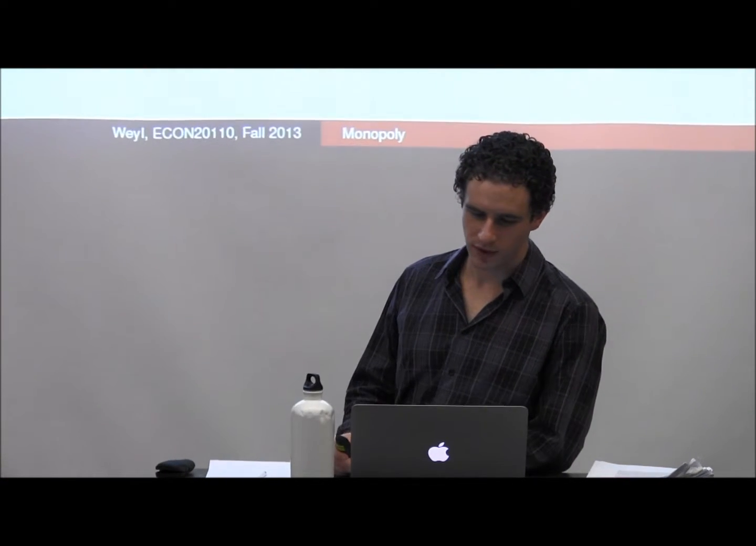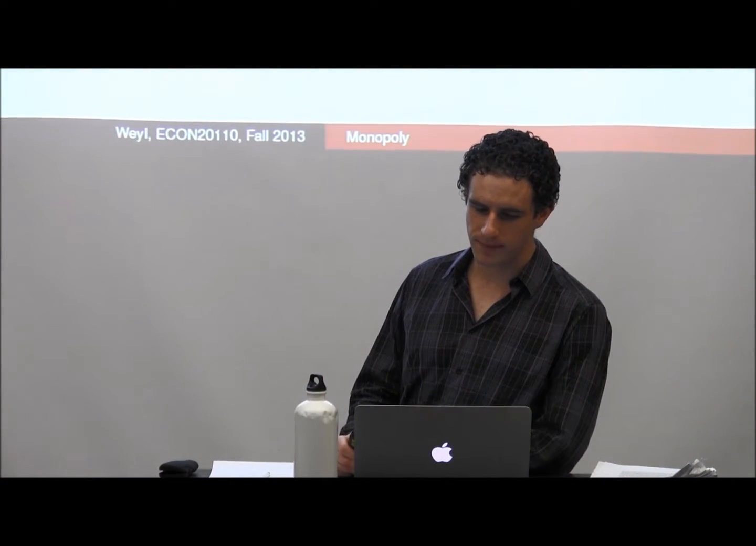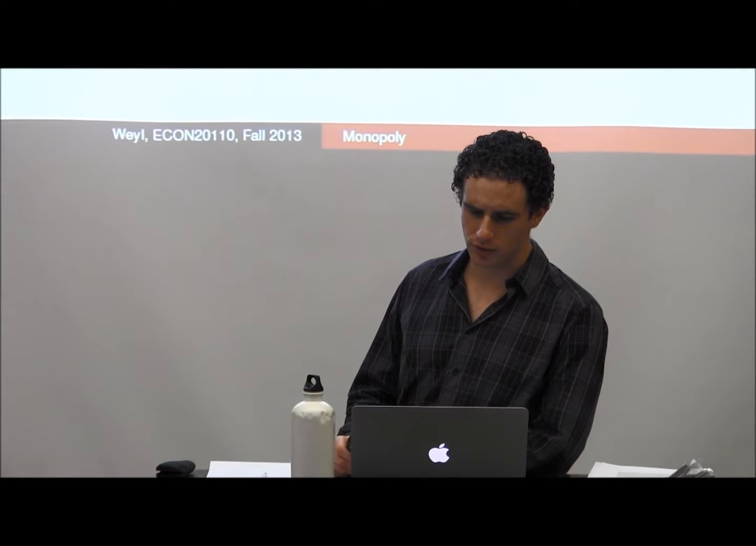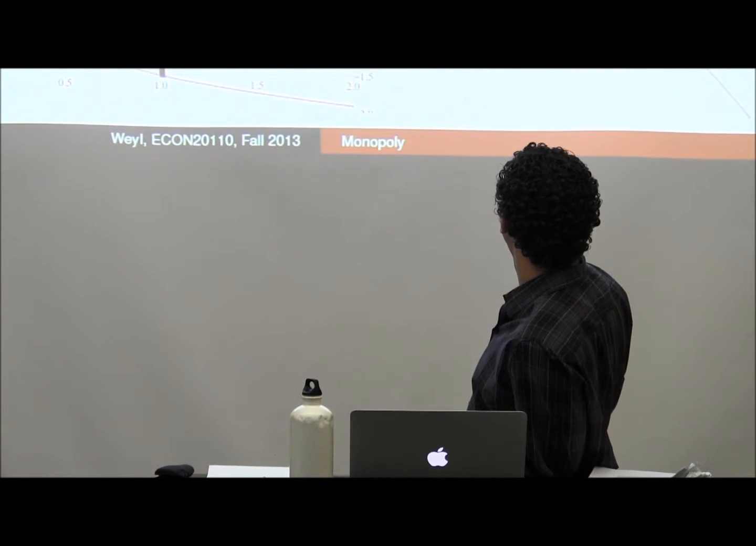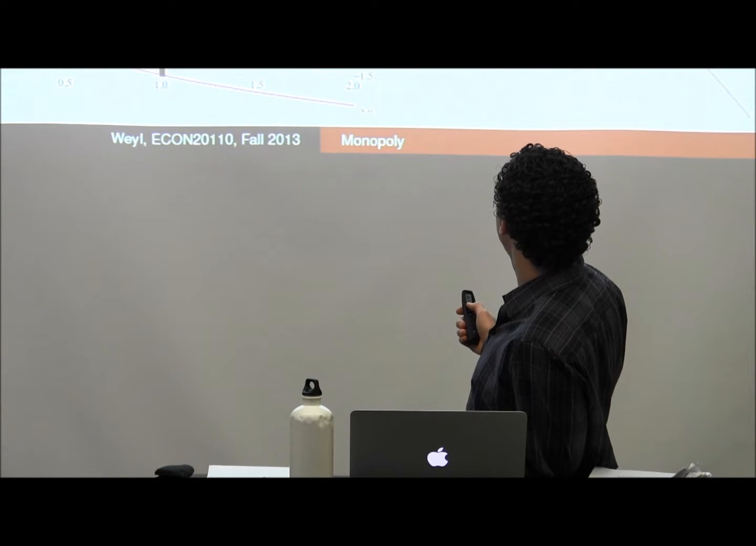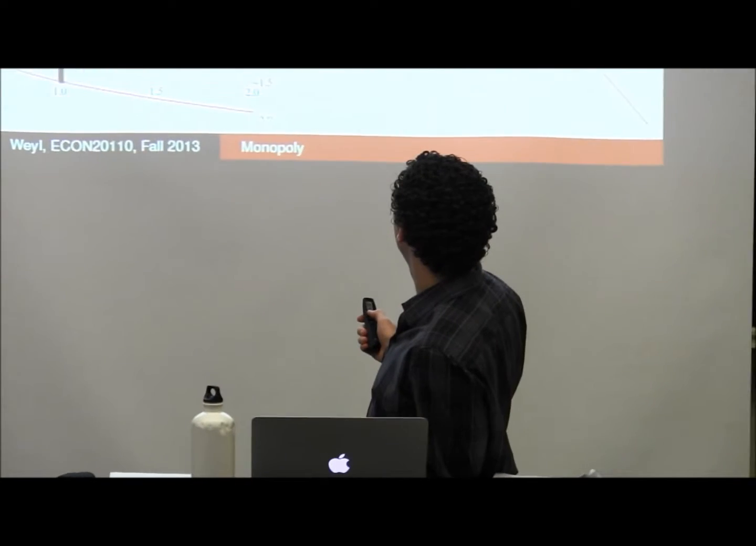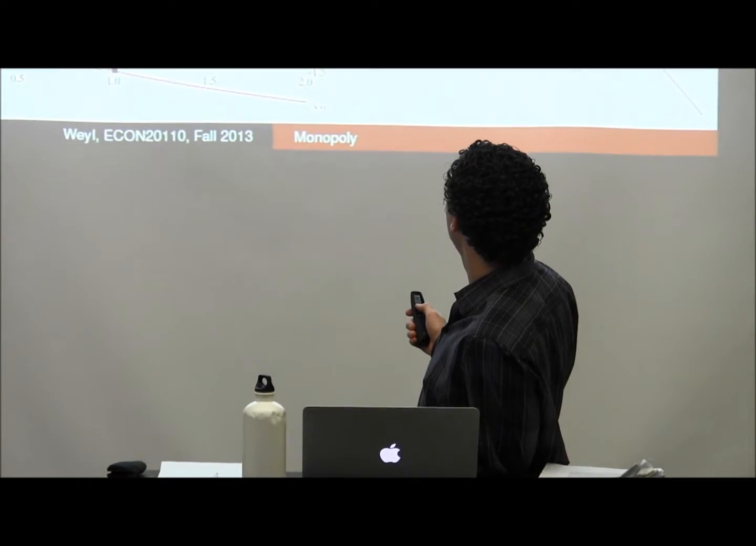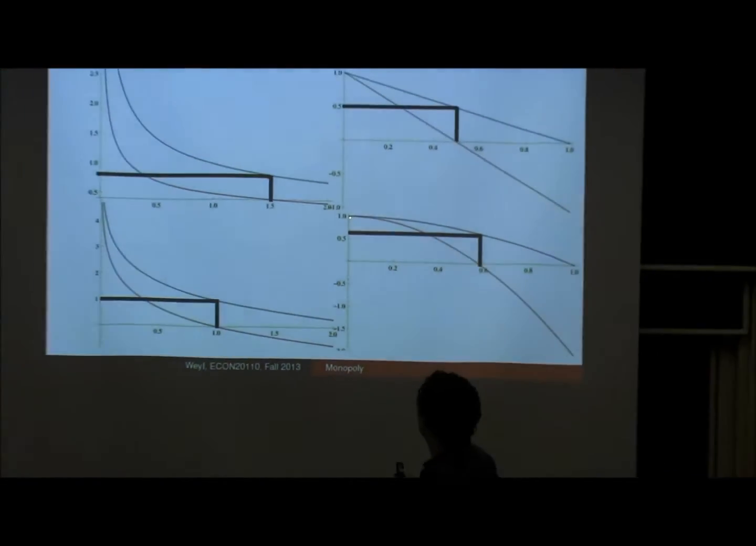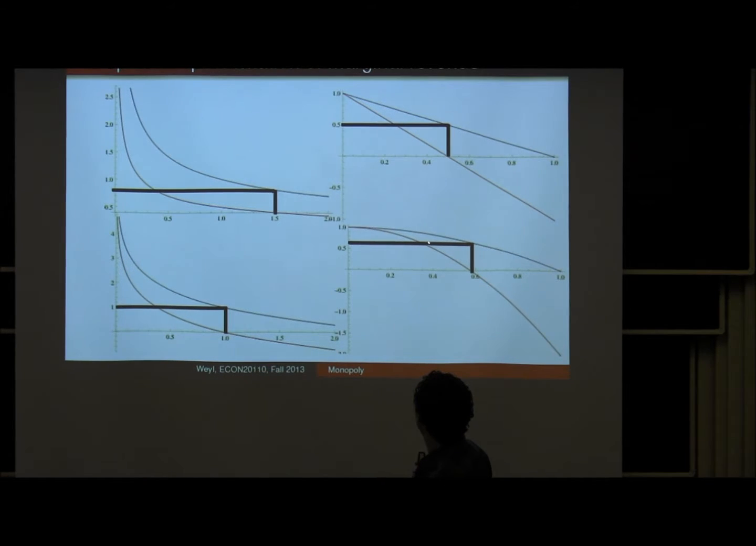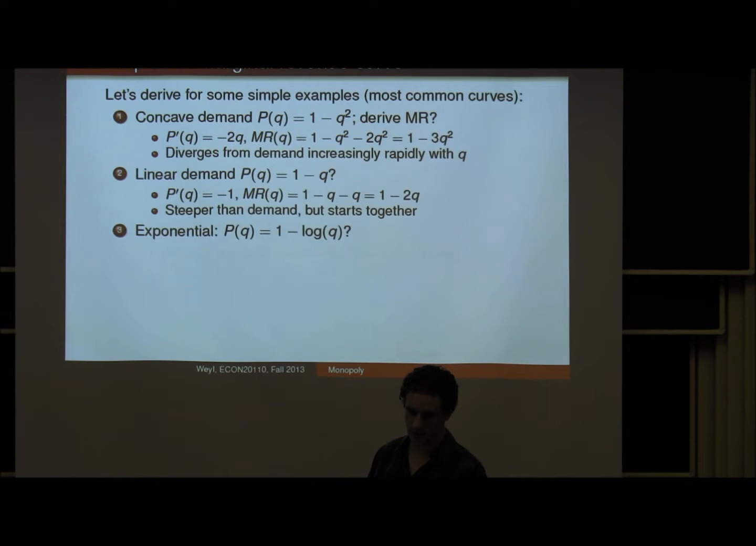Okay. So let me show you what that looks like. So here's the concave demand function. And you see that as the quantity increases, initially marginal revenue and price are at the same point, but then they diverge increasingly rapidly as the quantity increases. Okay.